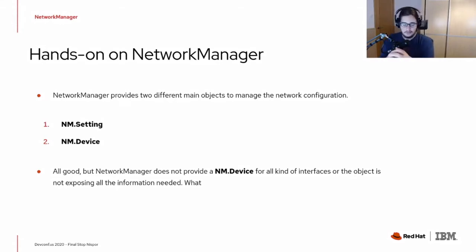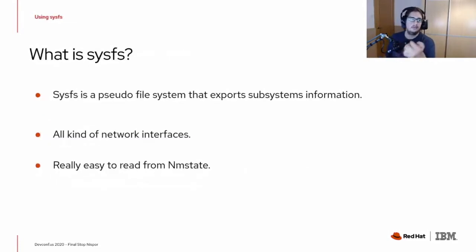Okay, so we cannot use NetworkManager to get the runtime network configuration correctly. So what could we do? We thought of sysfs. Sysfs is a pseudo file system that exports information from multiple Linux kernel subsystems, including the network subsystem. That's nice. Sysfs is exposing the information of all kinds of interfaces, and that is very good for us. In addition, from Nmstate, it's really easy to read the sysfs information, as we can do it as with any other file on the system.